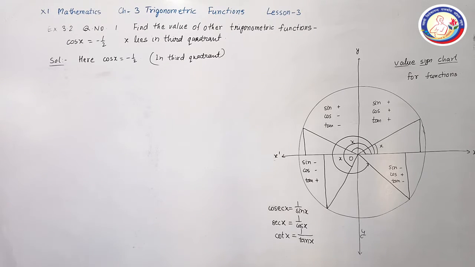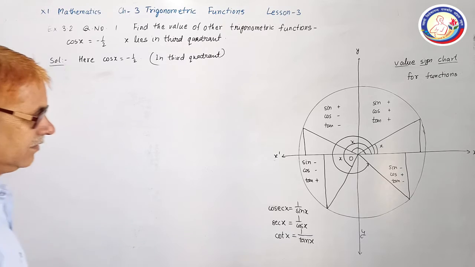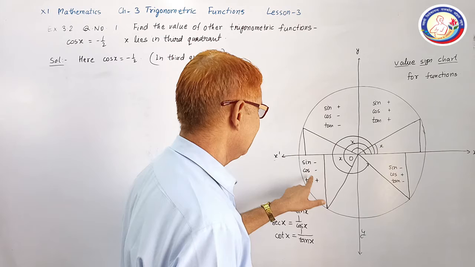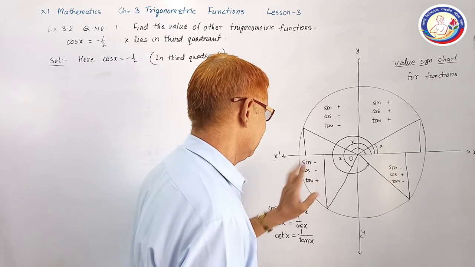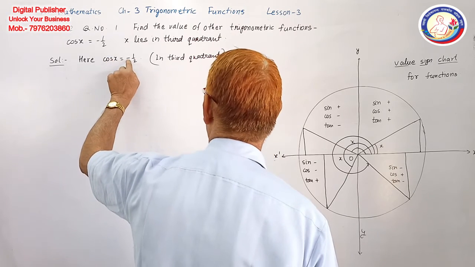Now we are going to solve one question. We are to find the values of other trigonometric functions when cos x is given. Its value is -1 by 2 and x lies in the third quadrant. The position of x is here. In this third quadrant, sine will be negative, cos will be negative, and tangent will be positive. Cos is negative here, which confirms the given value.